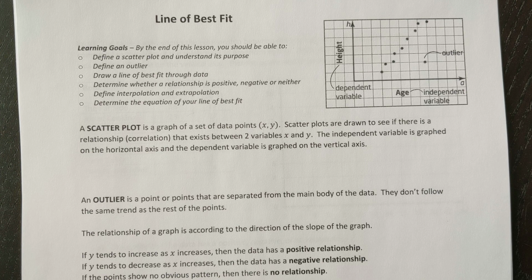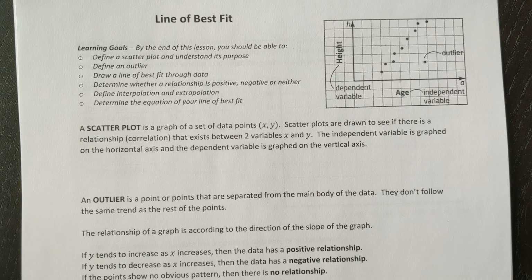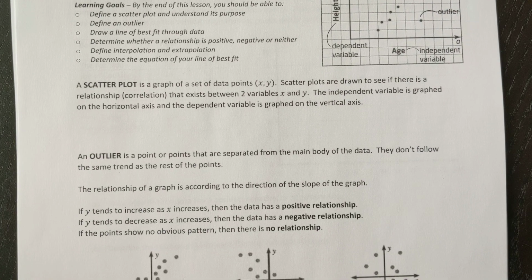There are some conditions in which you can discard an outlier, for example, if you know you made a mistake with that data point and you can account for the mistake, then sometimes you can discard that data point. However, it is good practice to always include your outliers when you are plotting a scatter plot. And the definition of an outlier is, again, a point that tends to not follow the trend. The relationship of a graph is according to the direction of the slope of the graph.